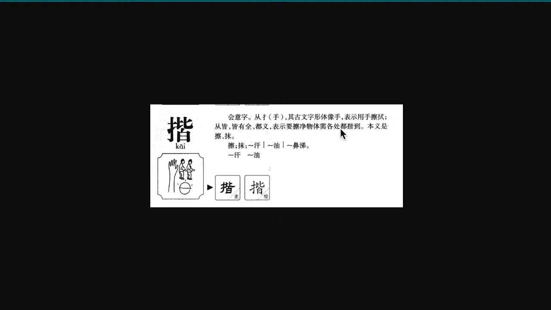On the right hand side is the character 式. 式 has the meaning of everything, all, the entirety. So when you wipe something clean, you usually want to wipe the entire thing, not just one part of it. That's not usually what you do. You have to wipe clean the entirety. Okay, so this is 拭.